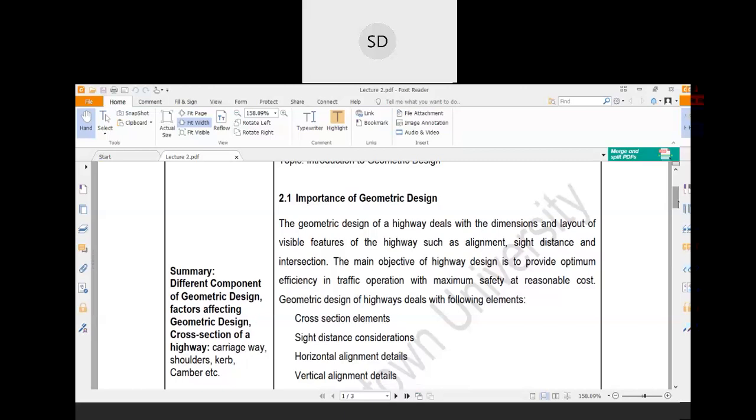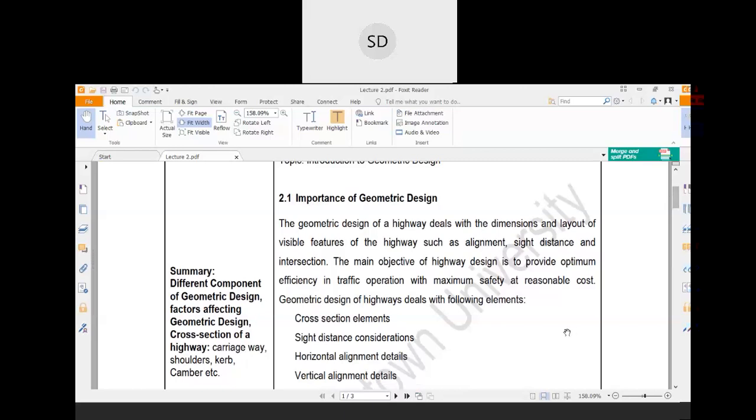And the structural portion of a road deals with the pavement analysis or design of the pavement. So the main important thing for the geometric design is to design the visible features of a highway.